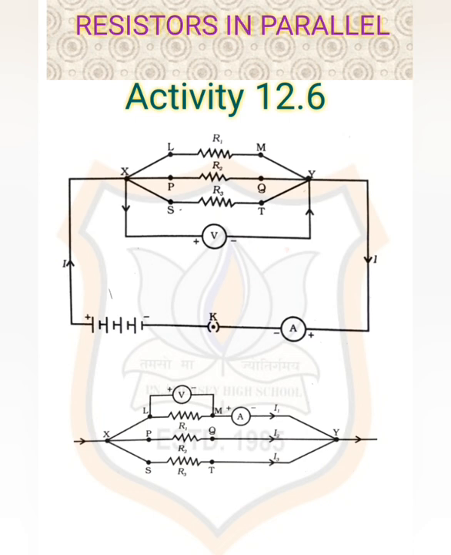It is found that the potential difference across each resistor is same. It means when the resistors are combined in parallel, voltage will be same throughout. While in case of series, current is same throughout.